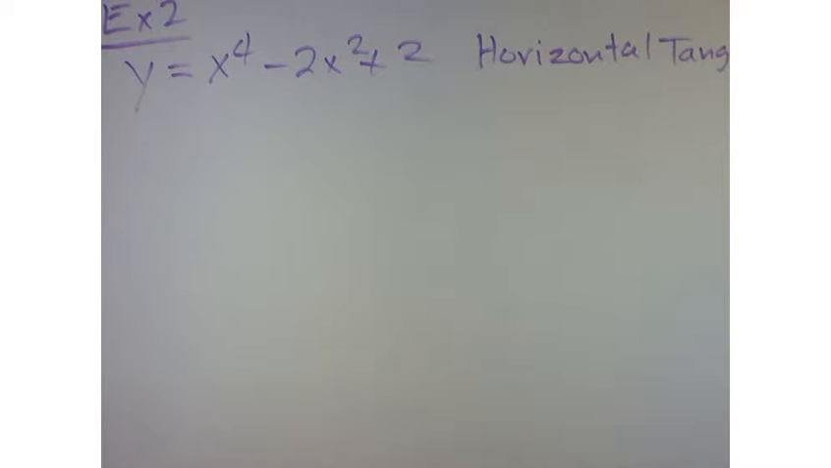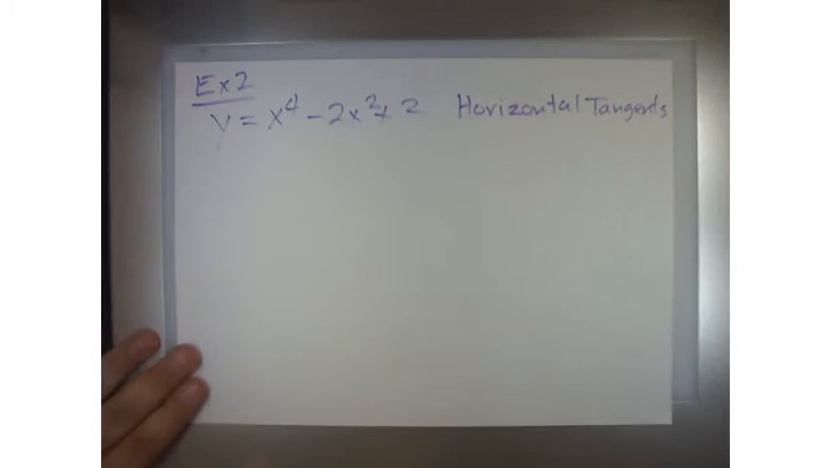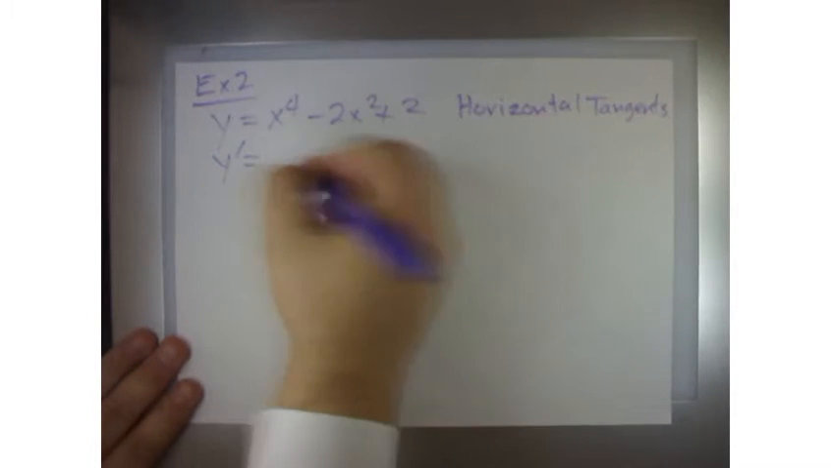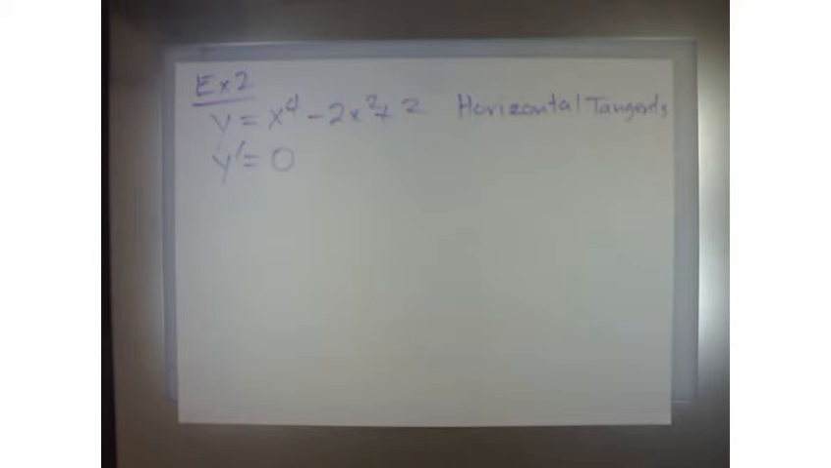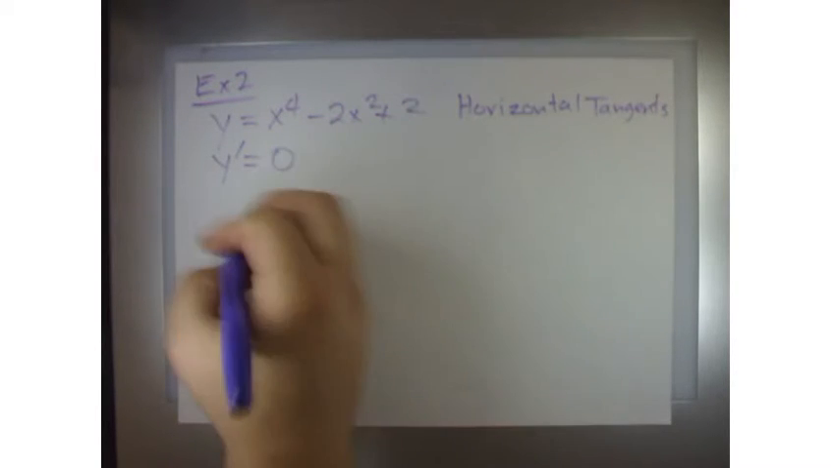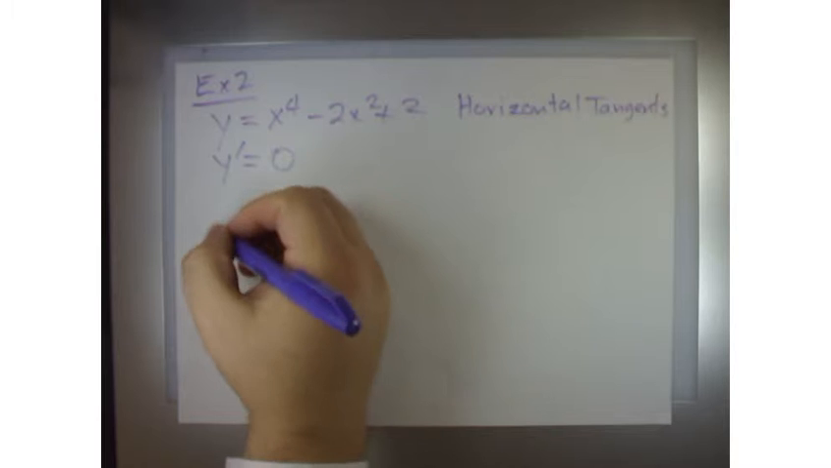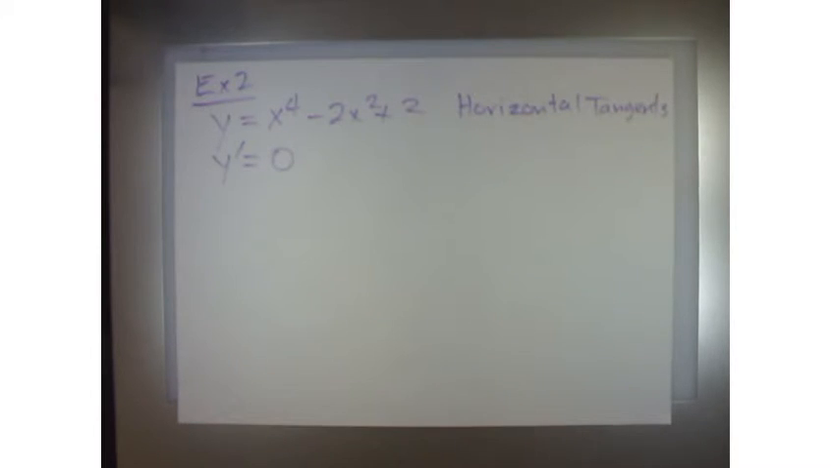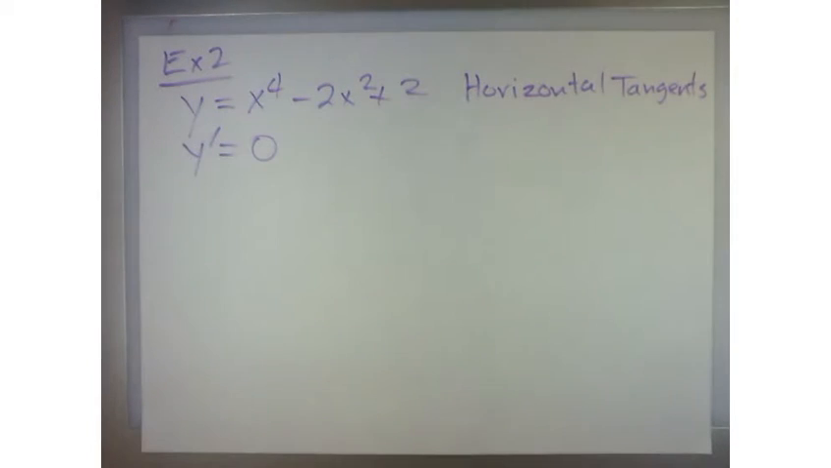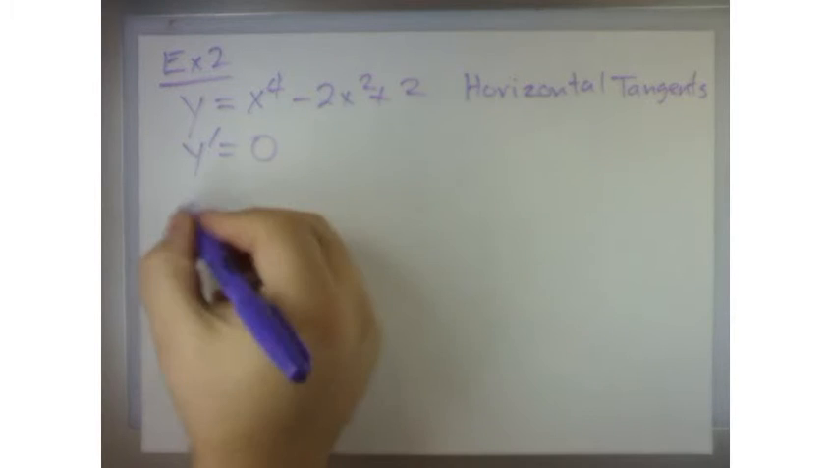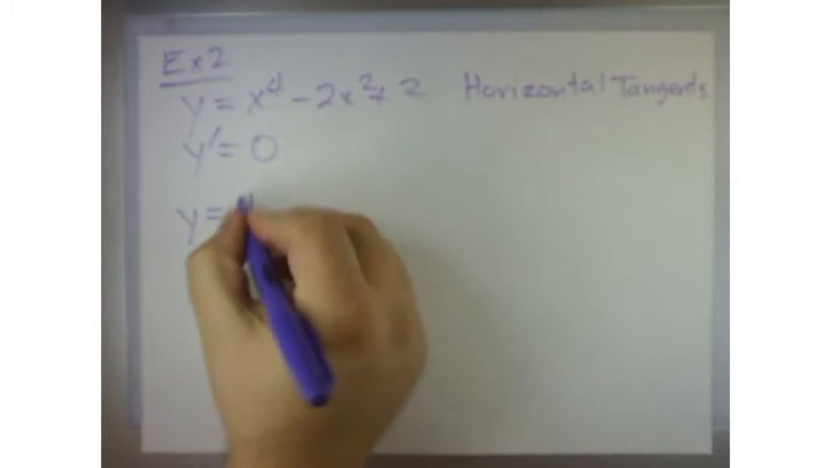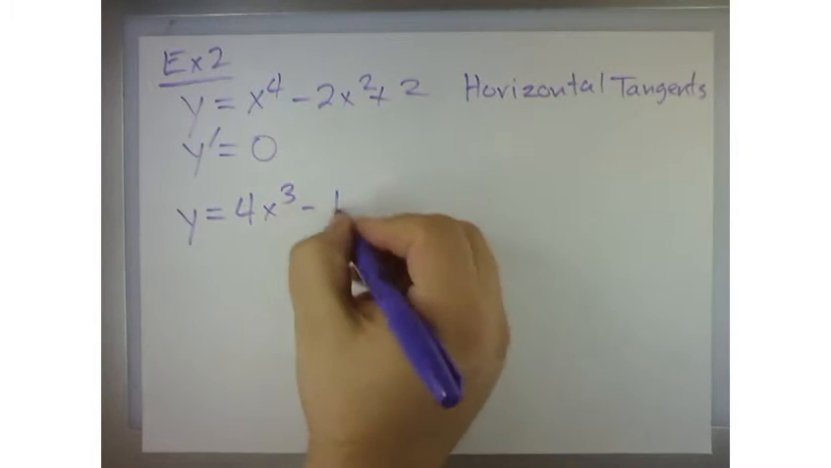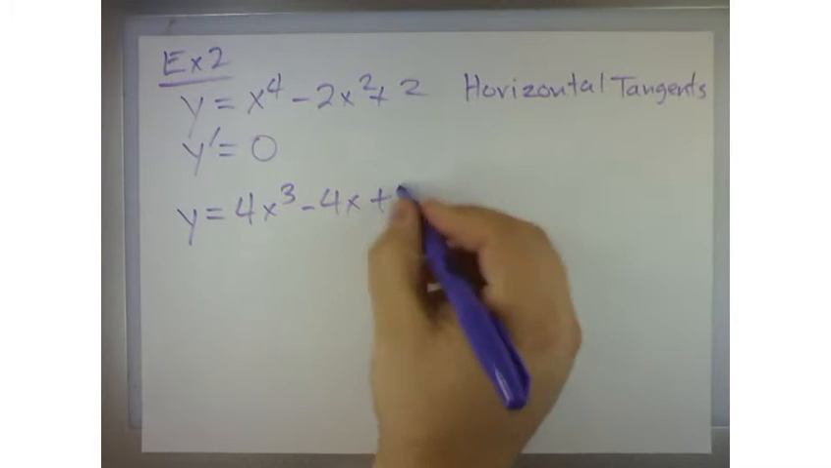Now, what that means is, what we're really looking for is when y prime equals 0. Right? Because when the slope of the tangent line is 0, it's horizontal. So what we need to do is take the derivative, and now that Mr. Adams has shown you the fancy way, the power rule, to make things a little easier for yourselves, we know that y prime is equal to 4x cubed minus 4x to the first plus 2.